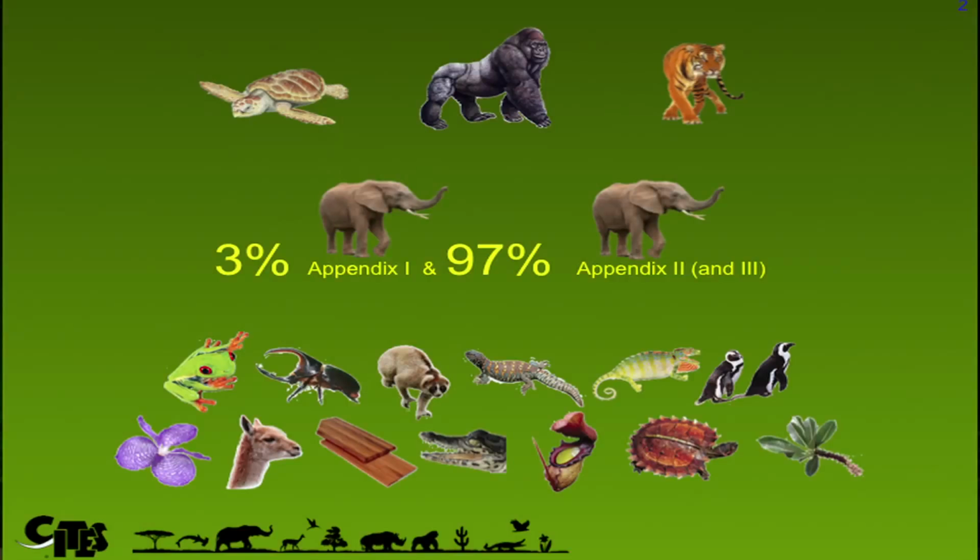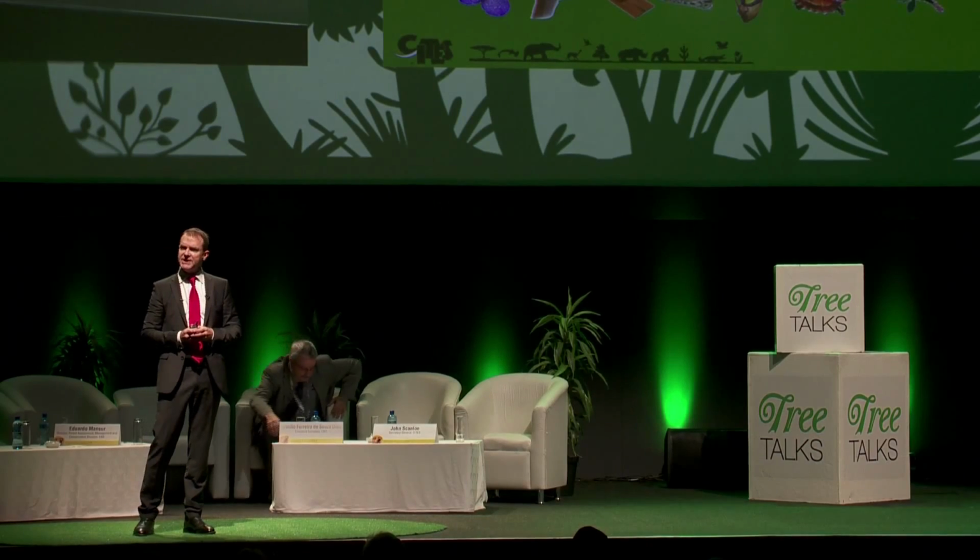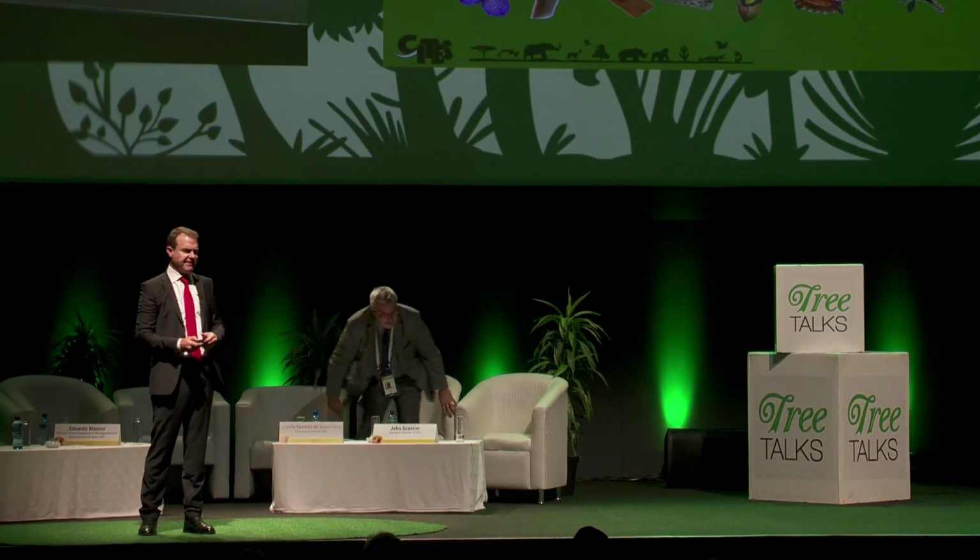There are many species on Appendix 2, in fact 34,000 species, and in this slide you'll see 2 elephants. That's not a mistake. That's because with some species there is what's called a split listing, and you find them both on Appendix 1 and Appendix 2, depending upon their conservation status in the area in which they're found.